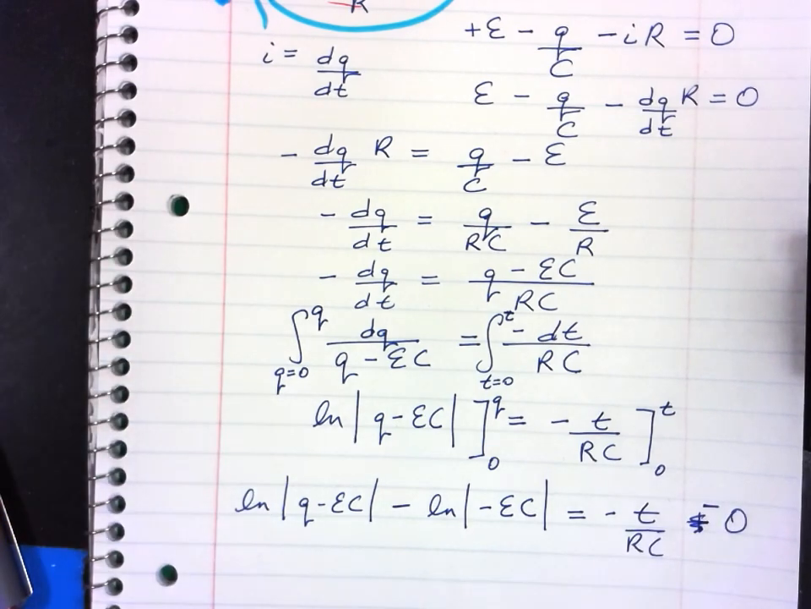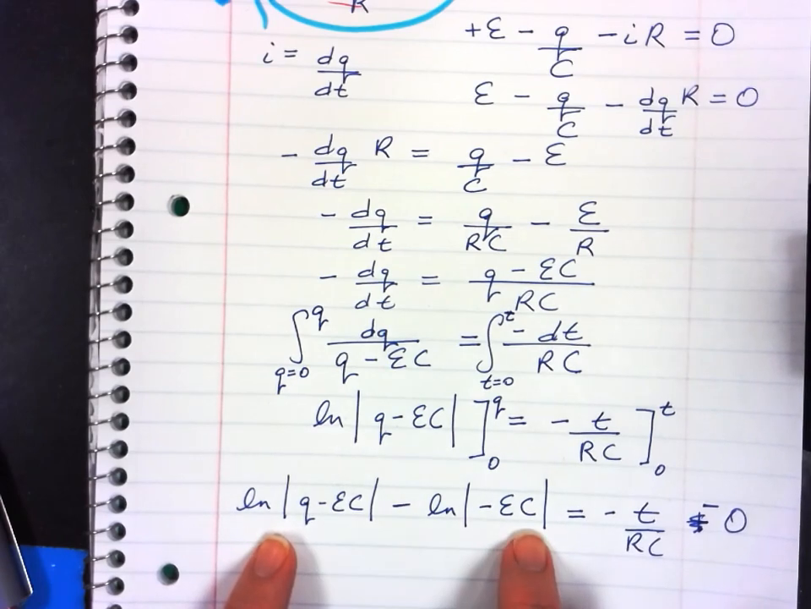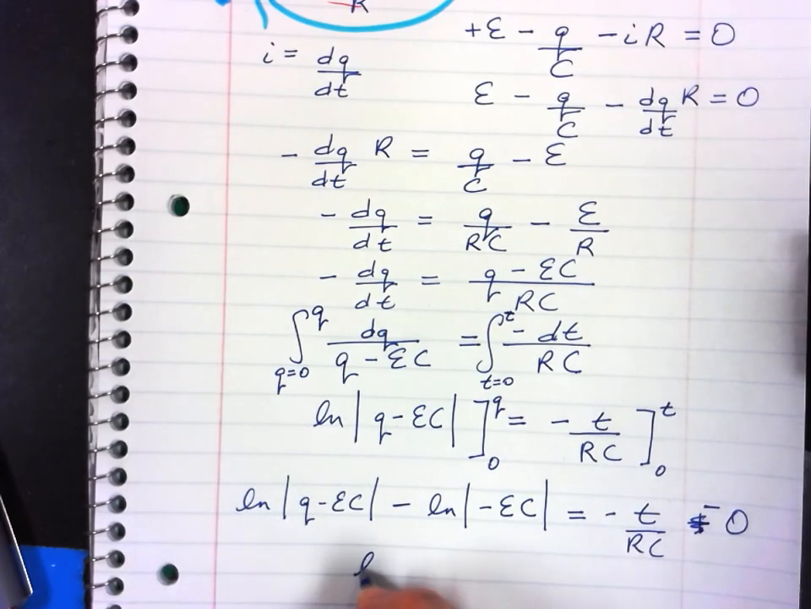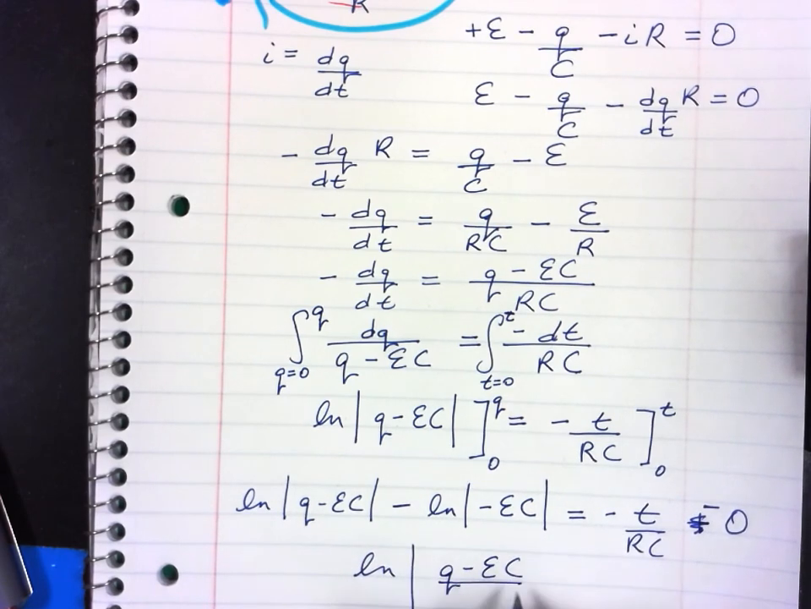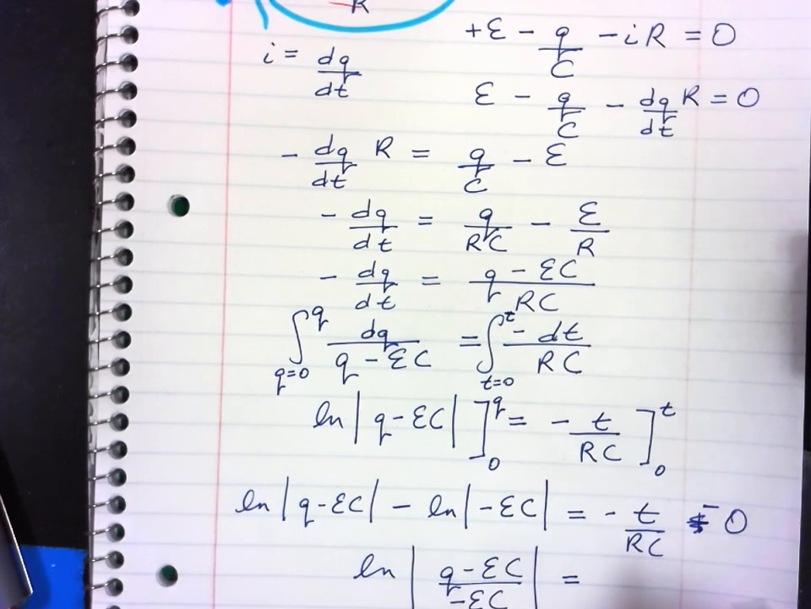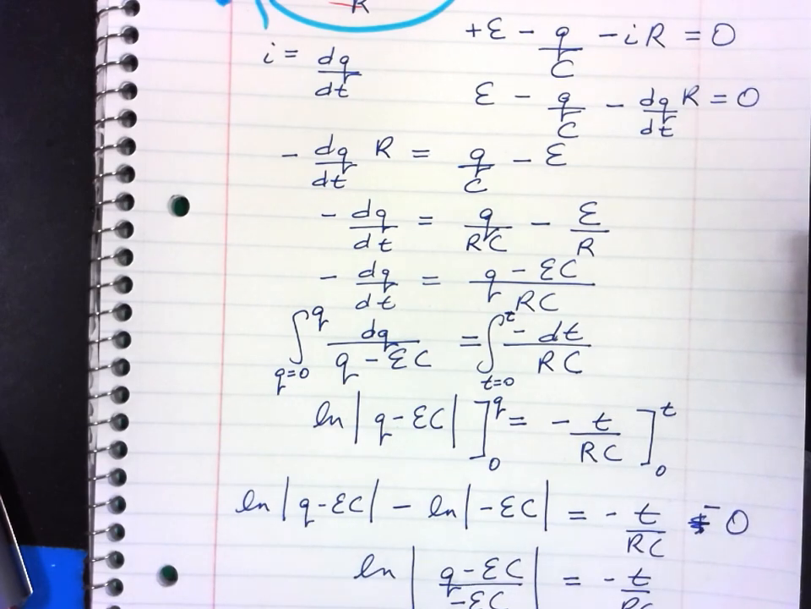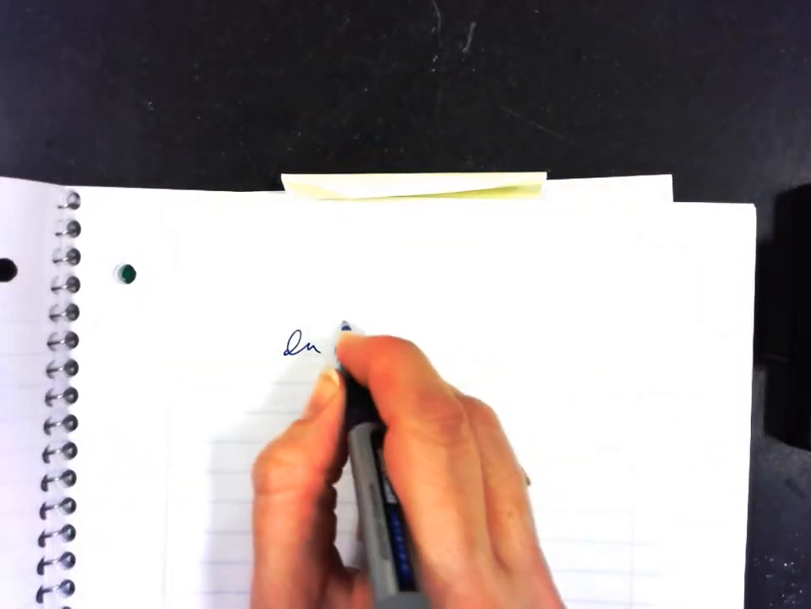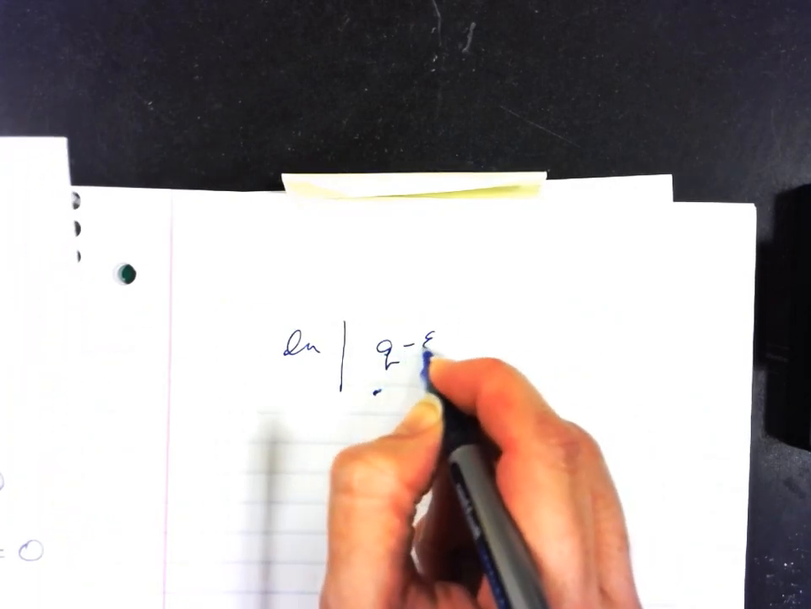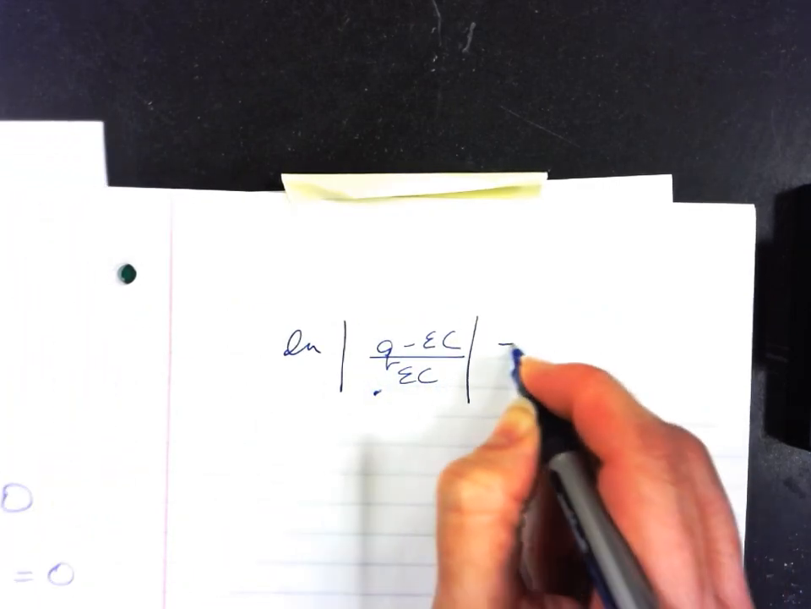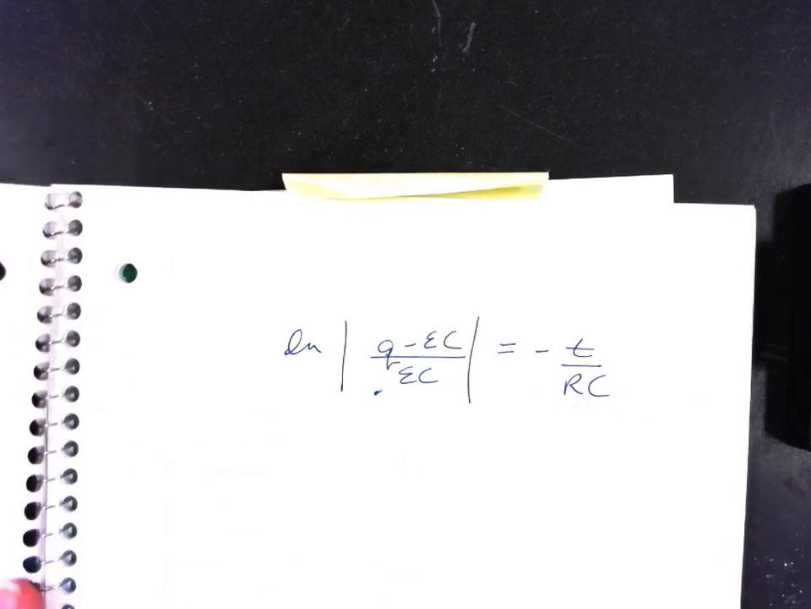So now let's remember an algebra thing. The difference of natural logs is equal to the natural log of their ratio, Q minus EC over negative EC. And then we'll just get rid of that 0 over there. So, natural log of this expression. Got to turn the page. I'm just going to copy it. Natural log of Q minus EC over EC equals negative T over RC.